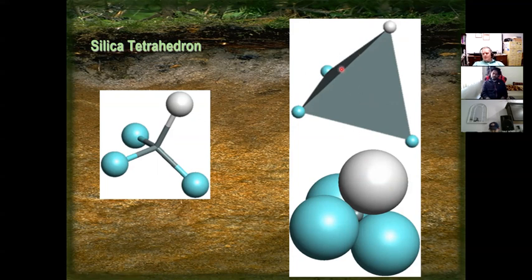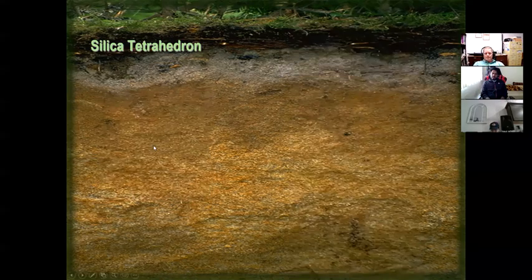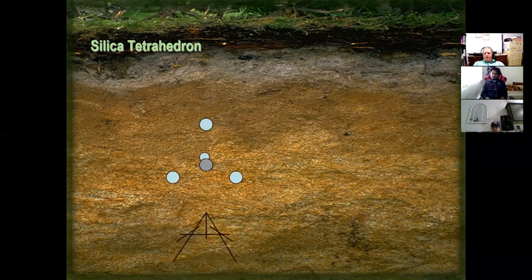Tetrahedron, 4 sides. So there's this darker side here, 1 on the back side that you can't see, and then 1 on the bottom. So it's forming this 4-sided figure, and silicon is the central element. Okay, so here we've got a silicon in the middle. We're going to surround that thing with 4 oxygens. And here you can see it a little bit better, right? The 4 sides: 1 facing you, 2, 3, and then 4 on the bottom.